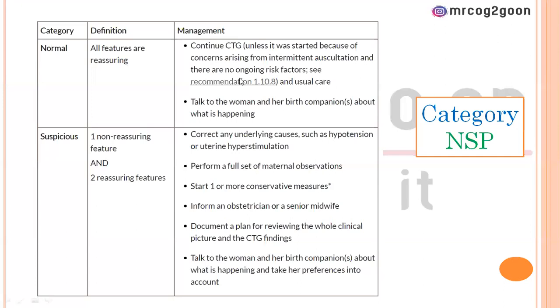We will continue CTG, unless it was because of something suspicious in the intermittent auscultation. If there is no indication for the CTG, we will stop. If there is an indication for the CTG, we will continue. Okay, and for suspicious: 1 non-reassuring and 2 reassuring. We have 3 features. If one of them is non-reassuring, it will be suspicious.